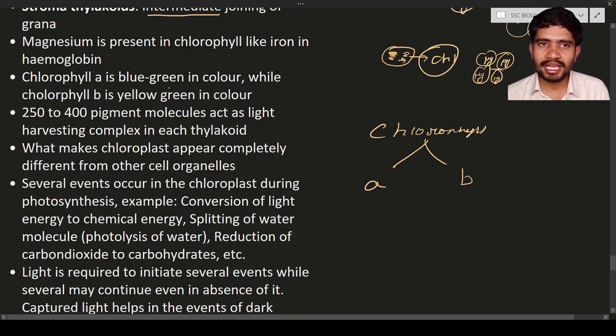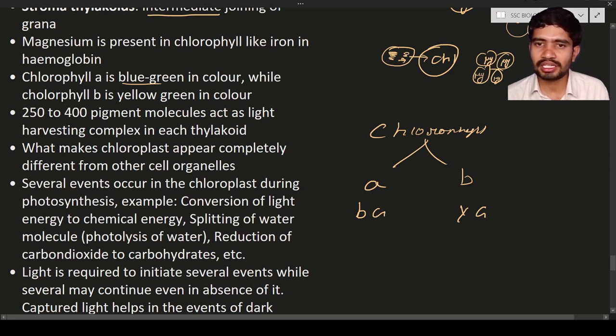Chlorophyll A is blue green in color. Again, a small trick to remember: what letter comes after A? Letter B comes after A. So write B and G. G should be there all the time.